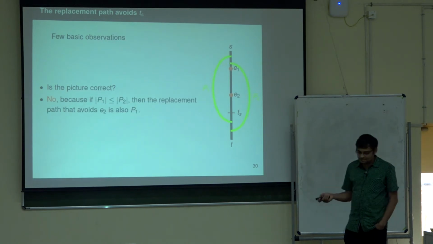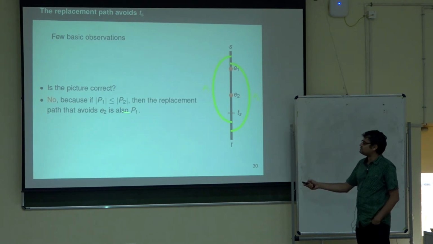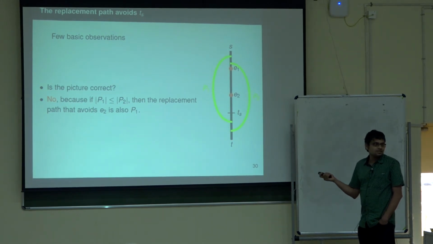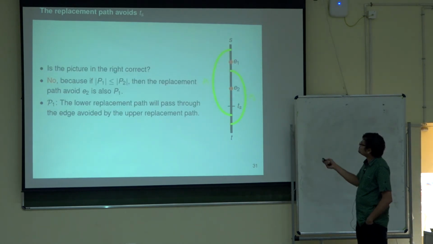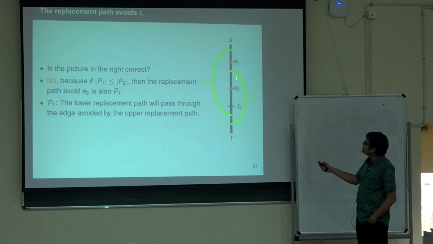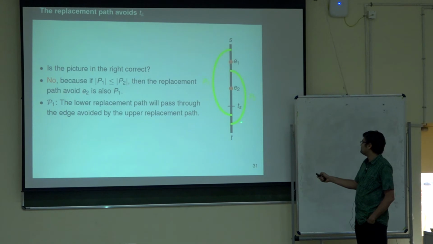So I claim that the answer is no, because look, if the length of P1 is less than the length of P2, then the replacement path that avoids E2 is P1. Right? I can actually use P1. Why should I use P2? So which means the picture should look something like this. So this P2, the replacement path P2, it should start, I mean, this is called D2, so I will define it formally in 2 slides, this P2 should start after E1.